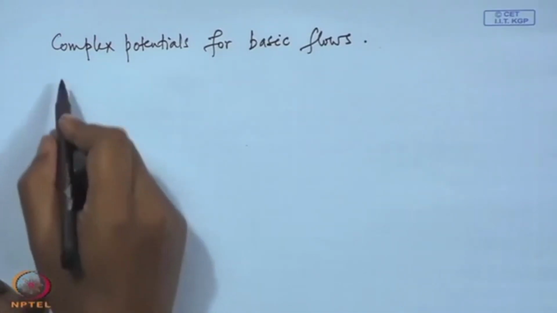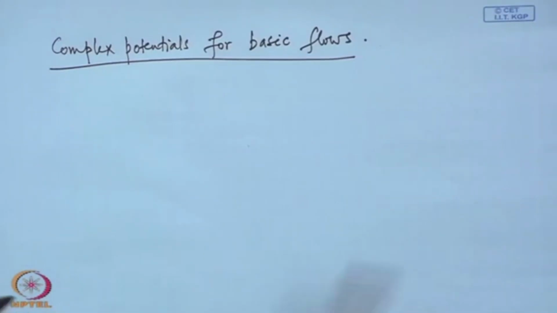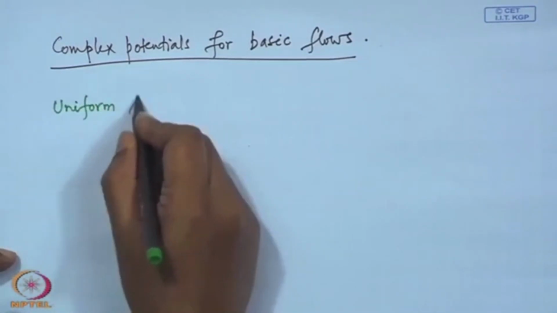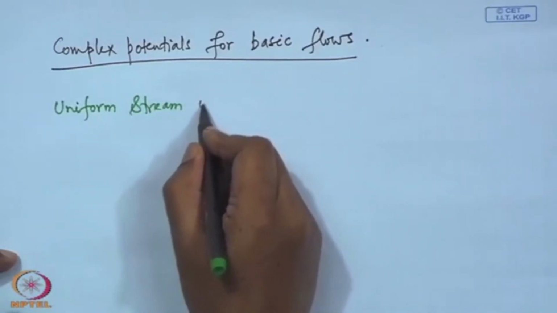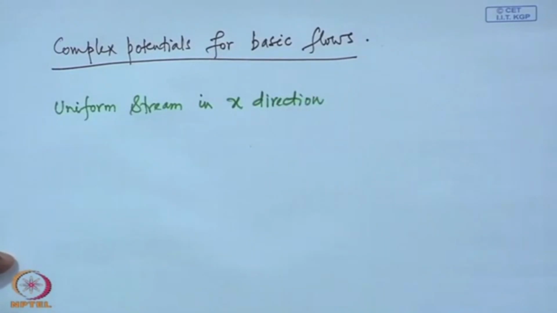Complex potential for basic flows. Uniform stream in the x direction. What will be the complex potential? Yes, complex potential we denoted by capital F. What is complex potential? Phi plus i psi. For a uniform stream in x direction, what is phi?